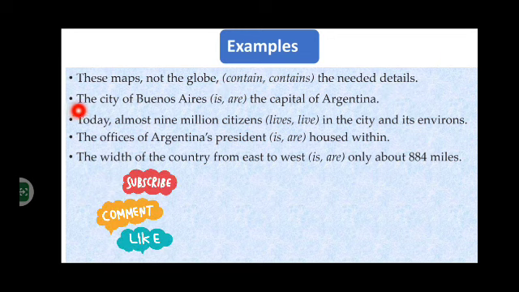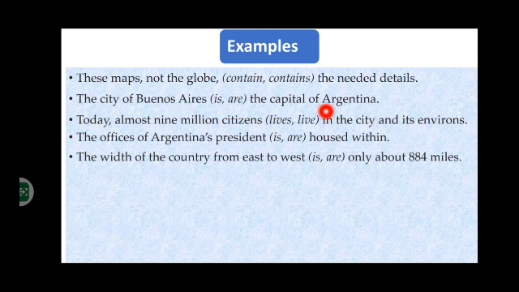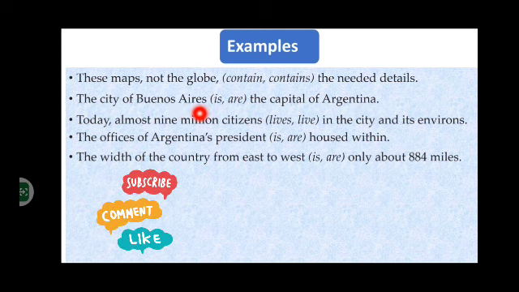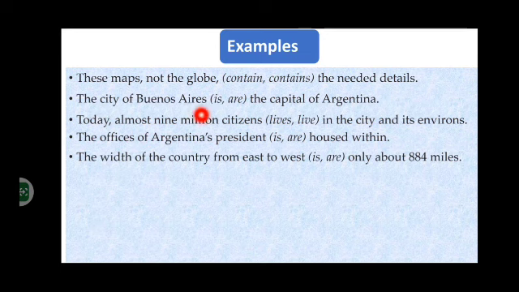Second, "The city of Buenos Aires ___ the capital of Argentina." So our concern is not Buenos Aires. Our concern is the city. So that's why we use "is" here: "The city of Buenos Aires is the capital of Argentina."